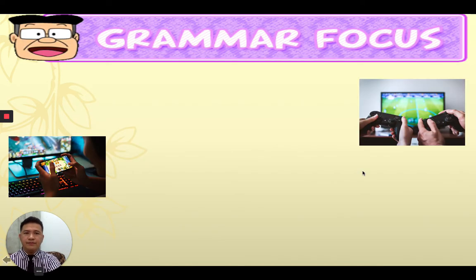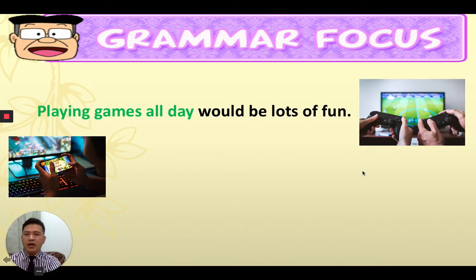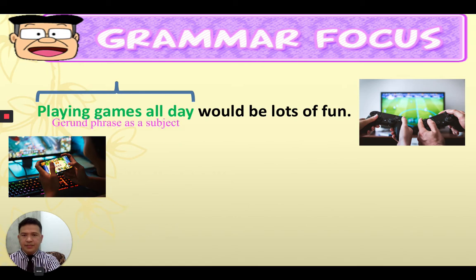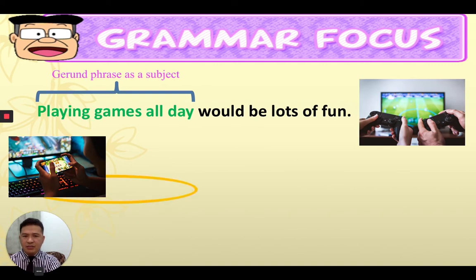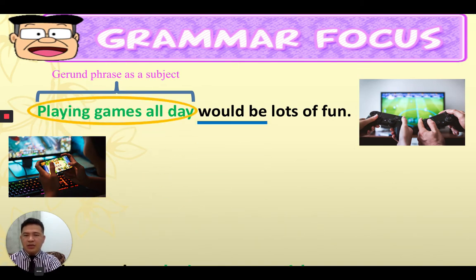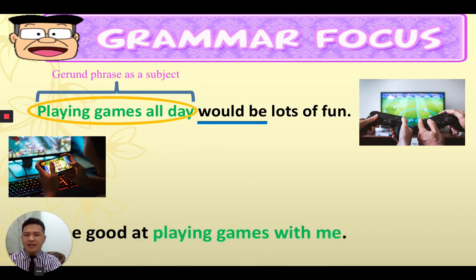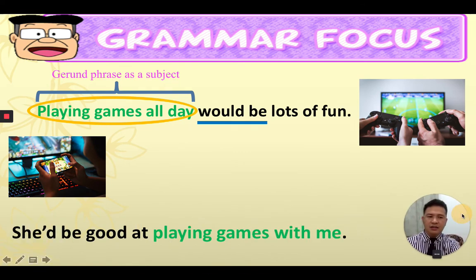Let's move. That's our grammar focus 1. Example: playing games all day would be lots of fun. This is our gerund phrase as a subject, which is playing games all day. This one is our verb, and the other one here is another clause. She'd be good at playing games with me. When we say clause, it has a subject, verb, and of course an object. It's a complete statement.